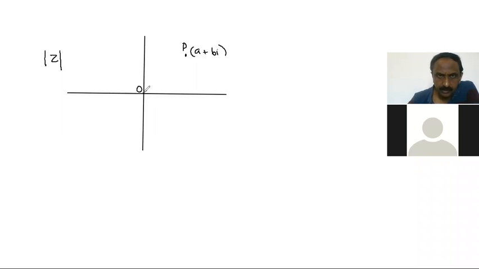P is the modulus. This length is the modulus. And we know that if I draw a perpendicular here, this point corresponds to (a, b). So this is a, and this is b. That means this is also b, from here till here. So OM is a, BM is b.